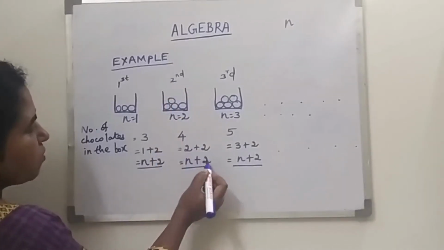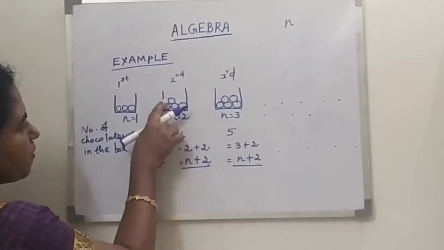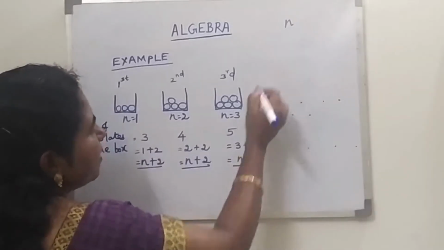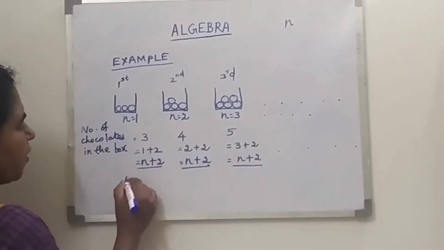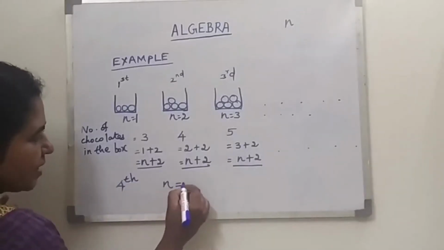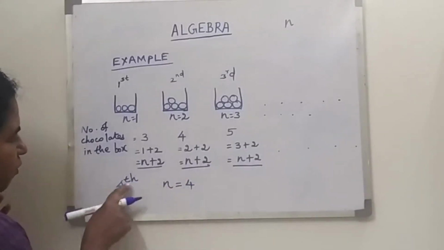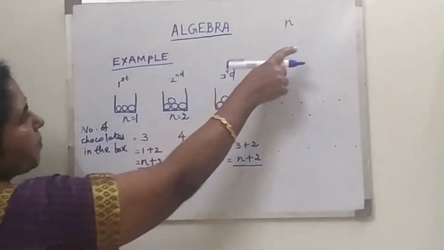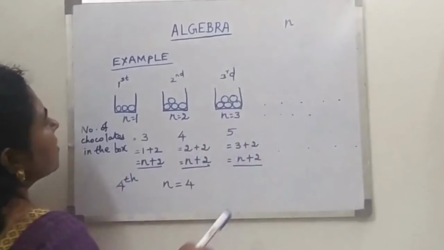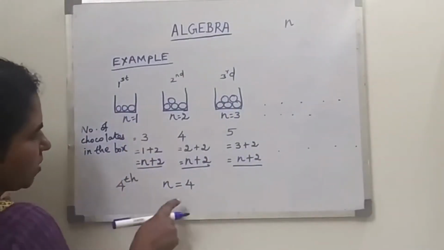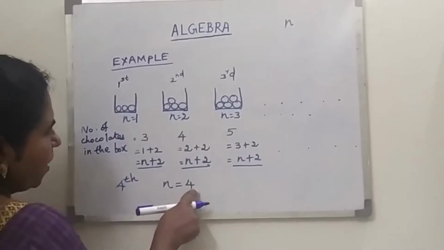So it is 2 plus 2, so it is equal to 4. So you will get the number of chocolates in the second box. Similarly, if you are asked to find out for the fourth box, what about the value of n? n is equal to 4, since it is the fourth box, because we have already considered the position of the box as letter n.